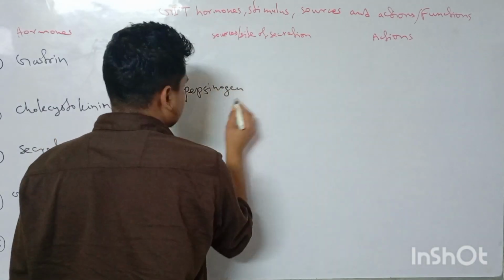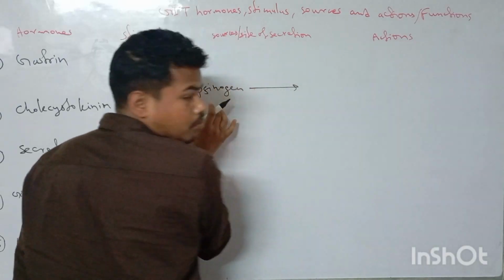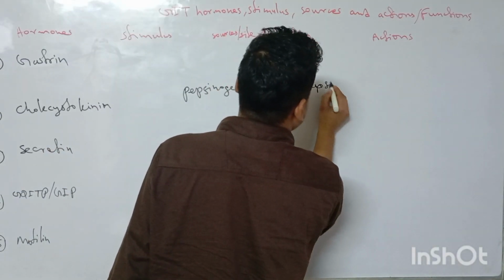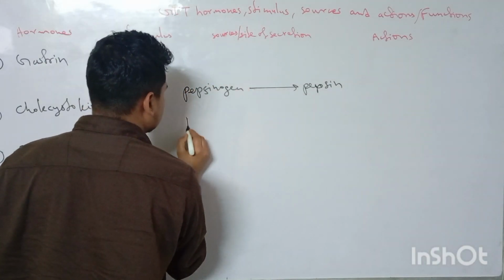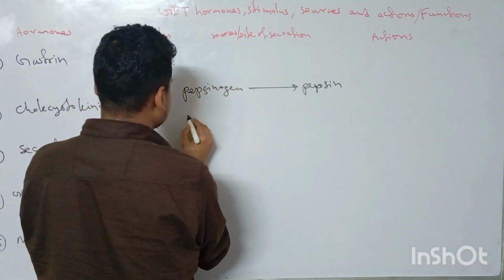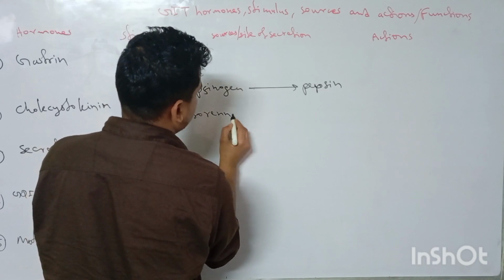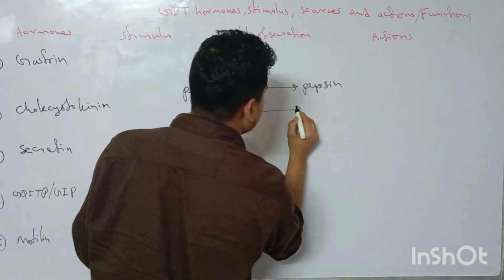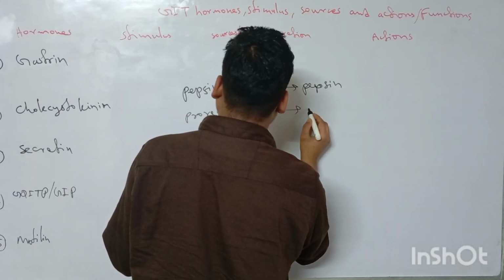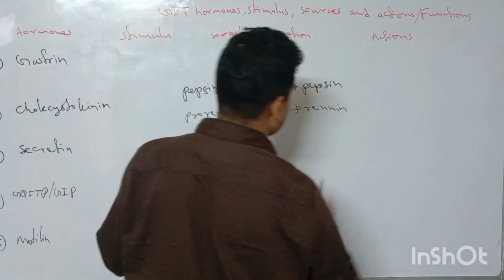There is something called the proenzyme pepsinogen. It is the inactive proenzyme form of pepsin. And there will also be a proenzyme called prorenin, and this should be activated as renin.